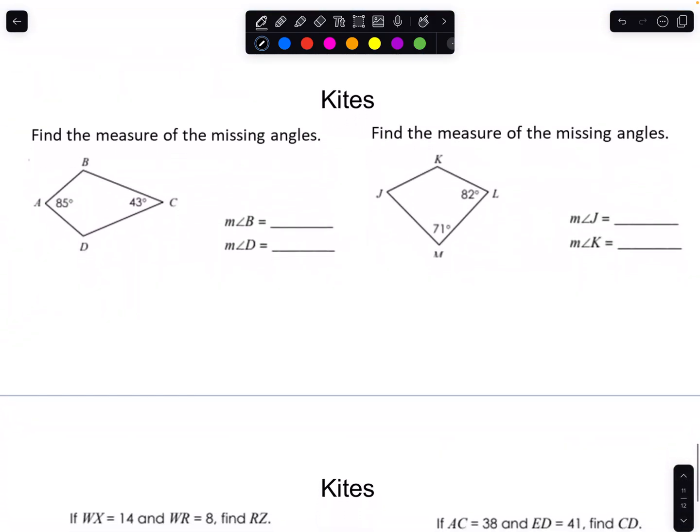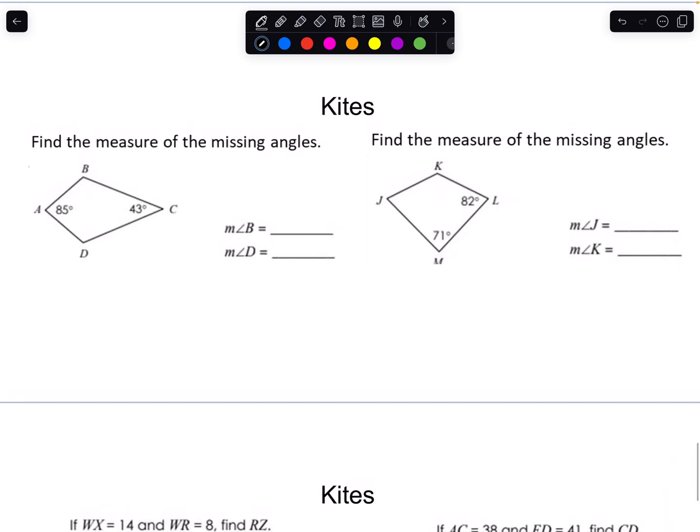So, let's find the measure of the missing angles. Here I have angle A and angle C that are given. Angle B and D are not. I do know, though, that angle B and angle D will be congruent because I know these sides are intersecting at 90 degrees. So I can tell that they're the same amount. So let's create an equation.